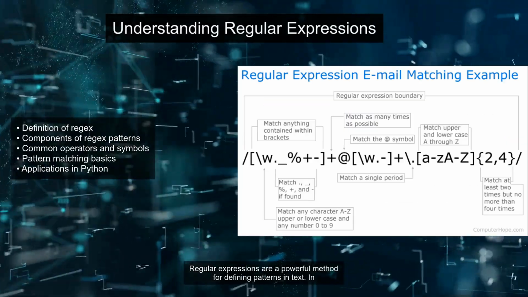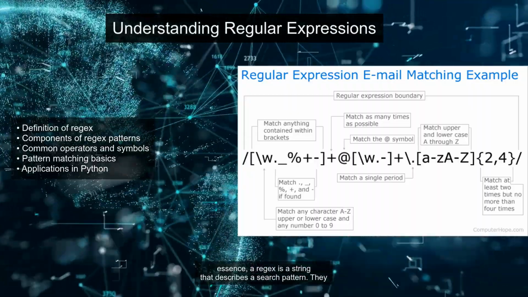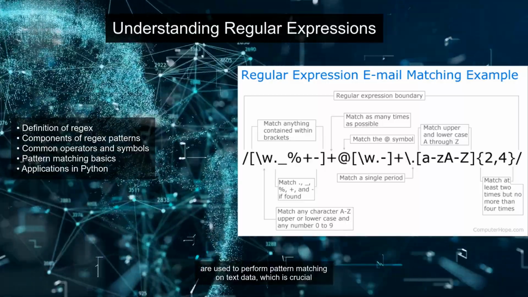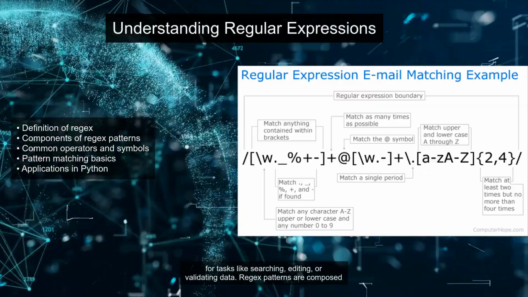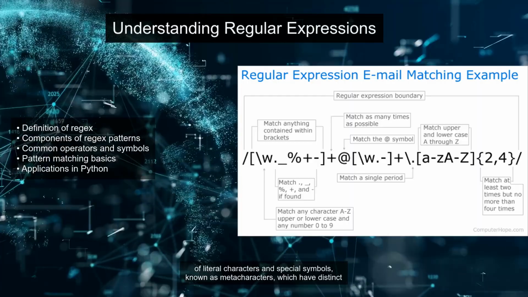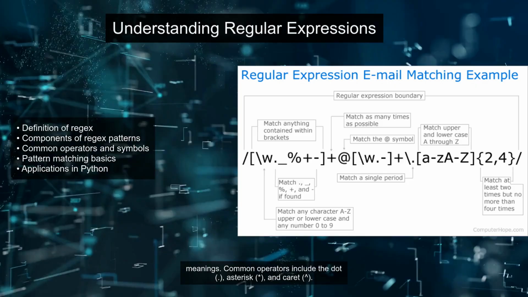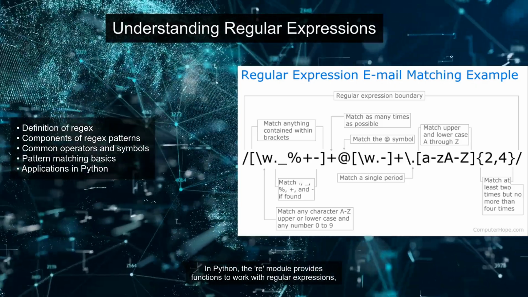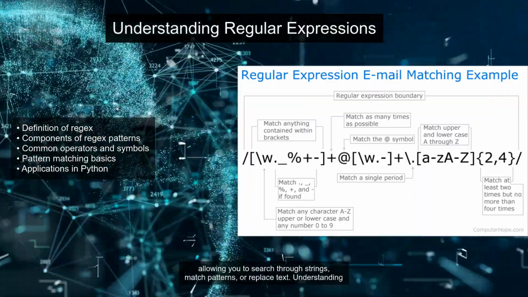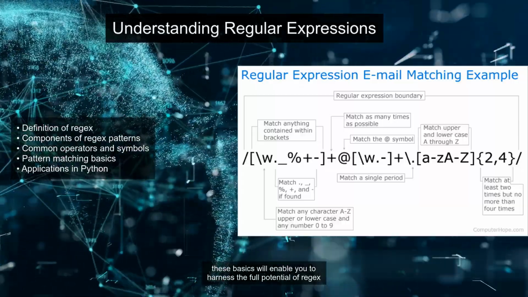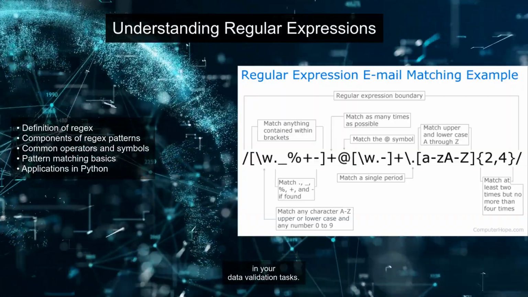Regular expressions are a powerful method for defining patterns in text. In essence, a regex is a string that describes a search pattern. They are used to perform pattern matching on text data, which is crucial for tasks like searching, editing, or validating data. Regex patterns are composed of literal characters and special symbols, known as metacharacters, which have distinct meanings. Common operators include the dot, asterisk, and caret. In Python, the re module provides functions to work with regular expressions, allowing you to search through strings, match patterns, or replace text. Understanding these basics will enable you to harness the full potential of regex in your data validation tasks.